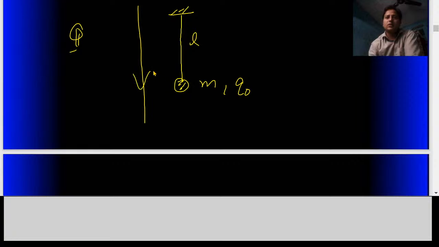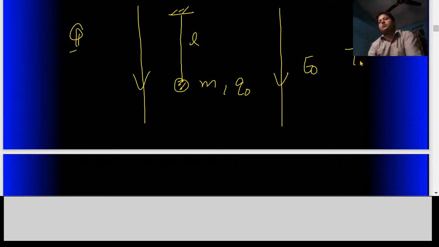Suppose in a question of a simple pendulum, length is L, mass is m, and charge is given q0, and there is an electric field all over the space downward and of magnitude E0. What will be the time period in this case?